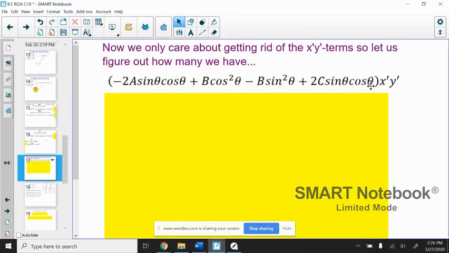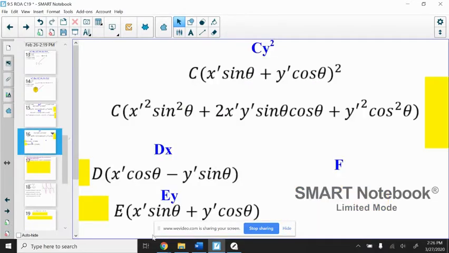I only care, however, about the x prime, y prime terms. Remember, that right there is why we cannot complete the square. Where did all of those come from? I just kept track of it. There's none here. There's some right here.